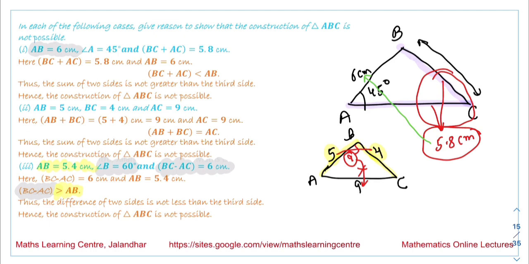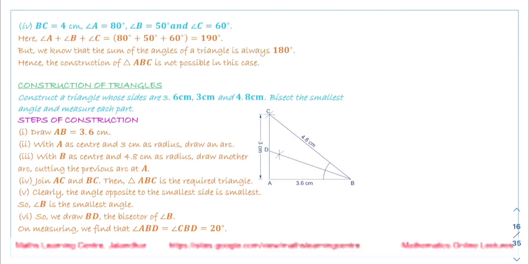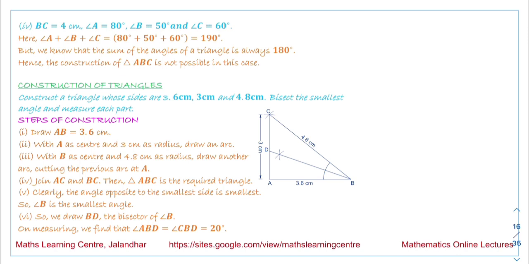So what we get is that this thing is not possible. So we are saying again, in this case we cannot construct such a triangle. Now in the next part, we have to prove that, given that BC is 4, angle A is 80, angle B is 50, and angle C is 60 degrees, we cannot construct such a triangle, or we are saying there is no such triangle.